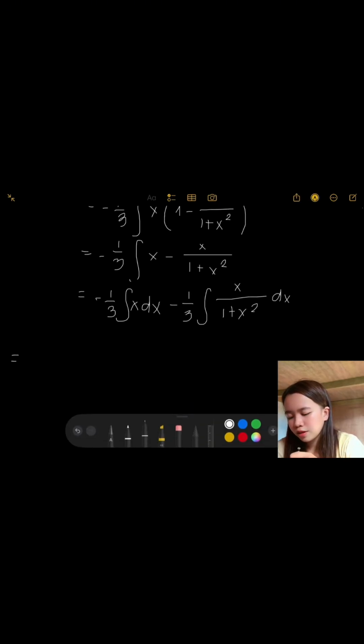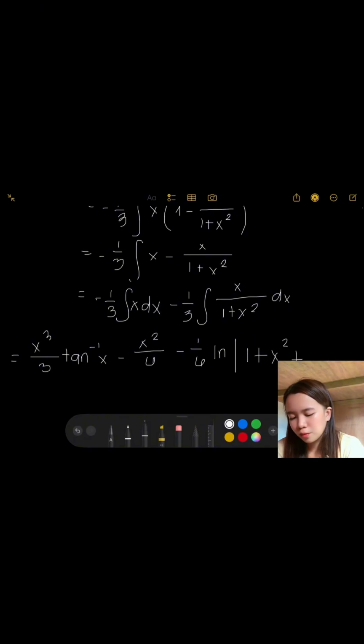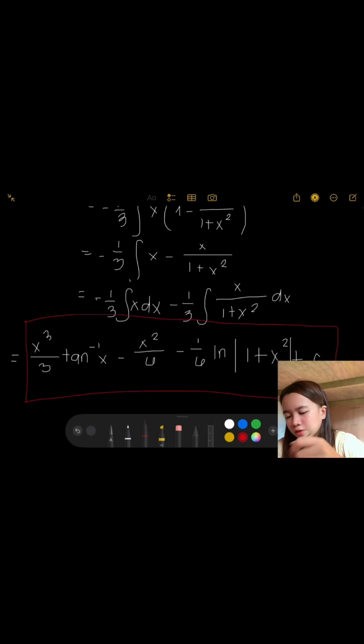So our final answer will be x cubed over 3 arctan x minus x squared over 6 minus 1/6 ln of 1 plus x squared plus c. So this is now our final answer.